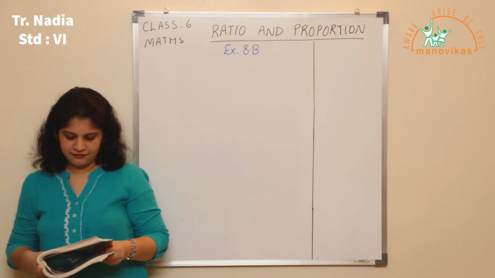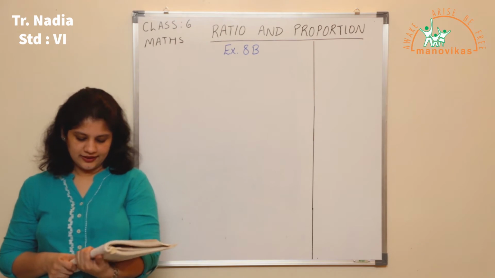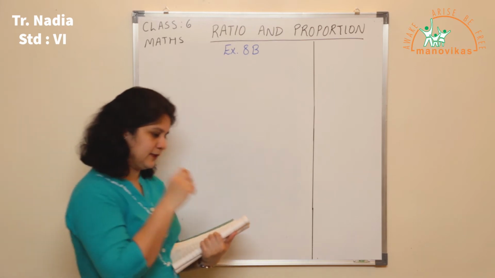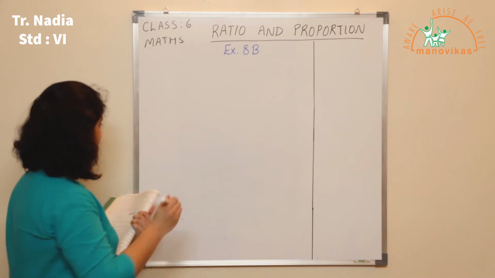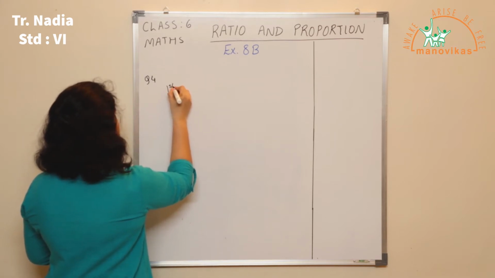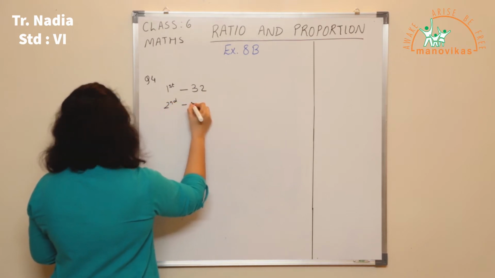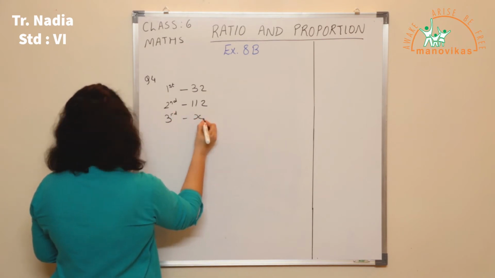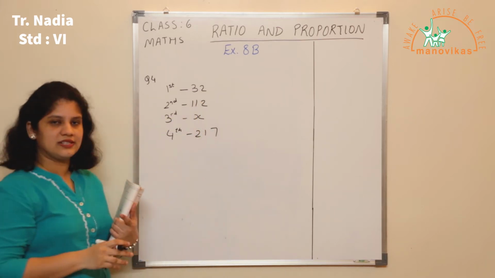Alright, moving to question number 4. In a proportion, the first, second and fourth terms are 32, 112 and 270 respectively. Find the third term. So you are given the first, second and fourth term. The third term is unknown. So we can put it like this, question 4. First term is 32. Second term is 112. Third term is unknown, so I will put it as x, and the fourth term is 270. Okay, this is what is given to you all.